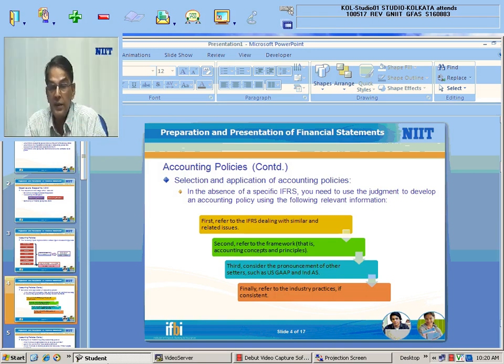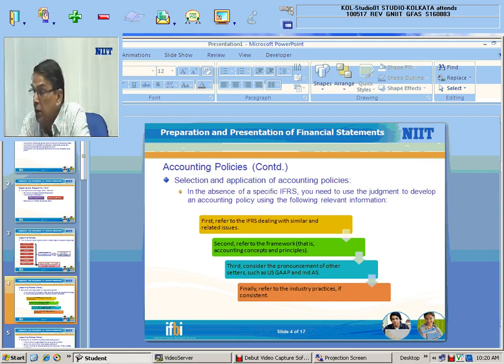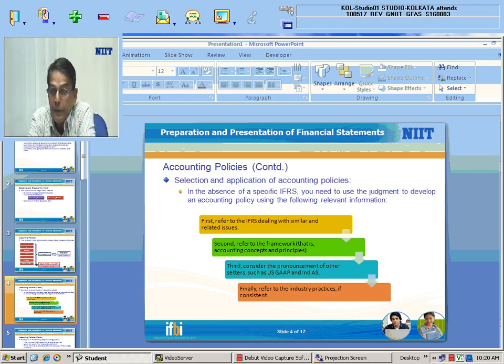So an entity is selecting its accounting policies, and if they don't get a specific IFRS or accounting standard providing guidance on that particular matter, they should refer first to IFRS dealing with similar and related issues. It may not be exactly the same matter, but a similar and related issue. What does IFRS have to say on that? What is the prescription of IFRS? What is the guidance of IFRS? If that is not available, then they can refer to the framework, that is accounting concepts and principles.